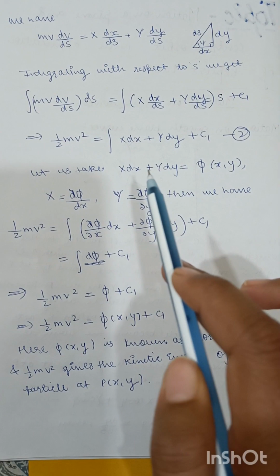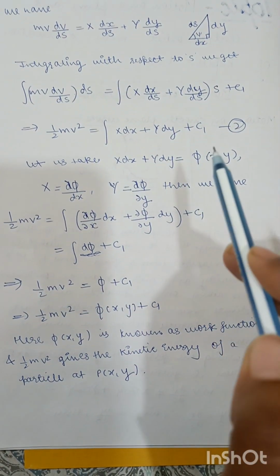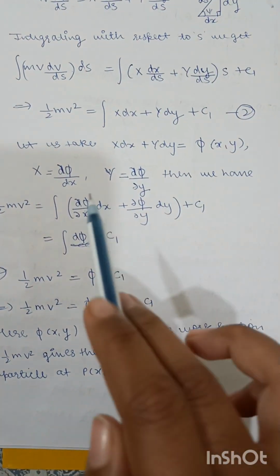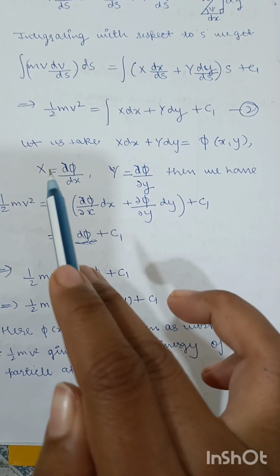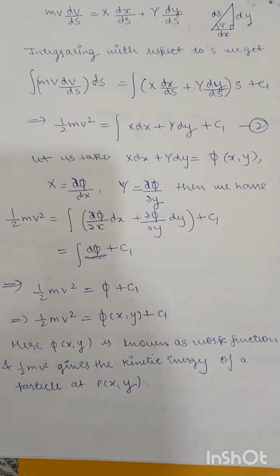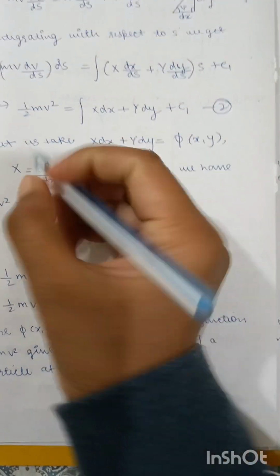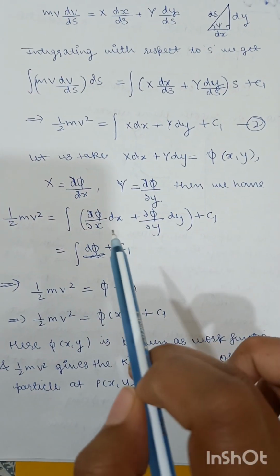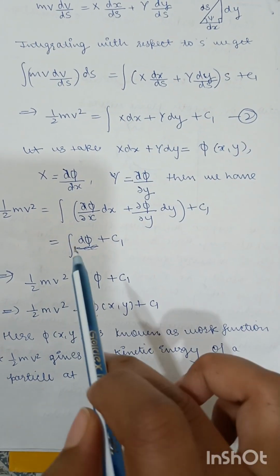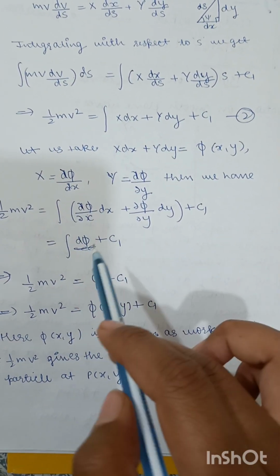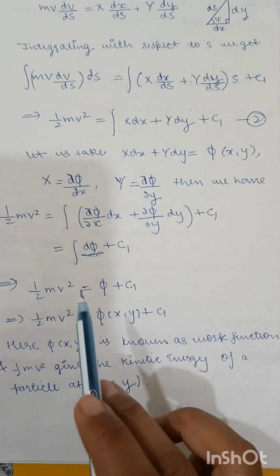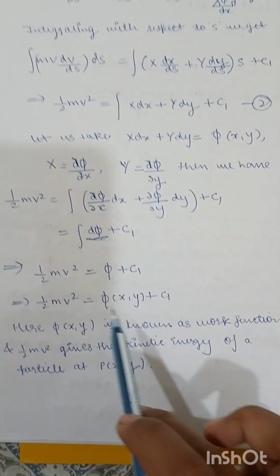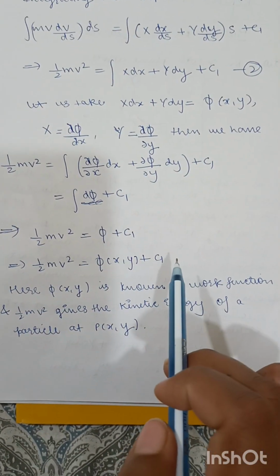Let us take X dx plus Y dy equals d psi(x, y). Since X equals del psi upon del x and Y equals del psi upon del y, we put this in equation 2 and get d psi. Integrating, we get half mv square equals psi plus c1. Call this equation 3.